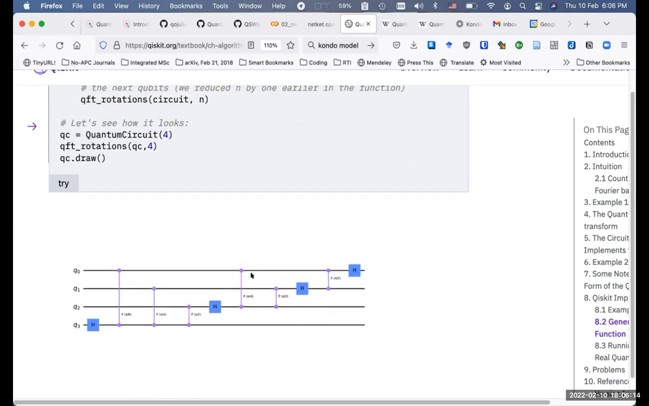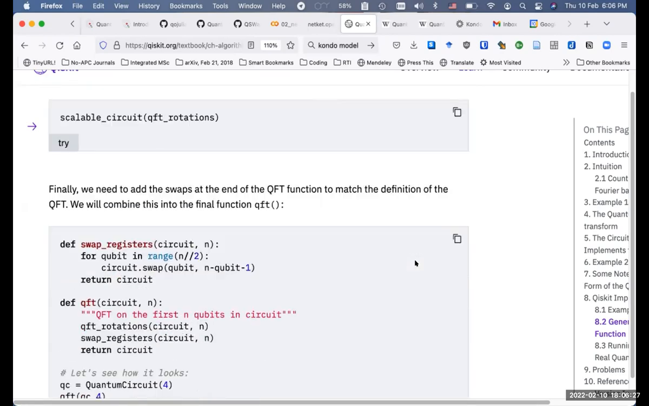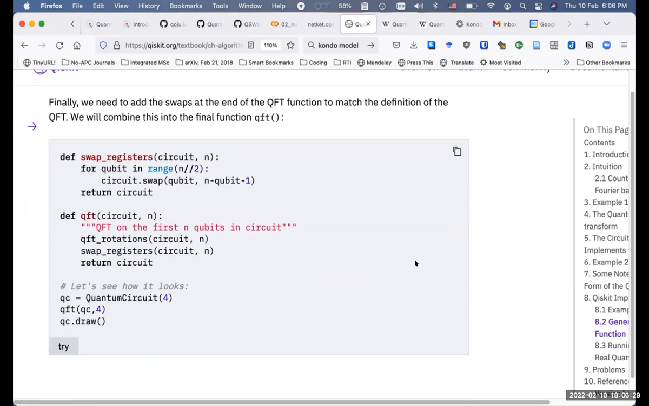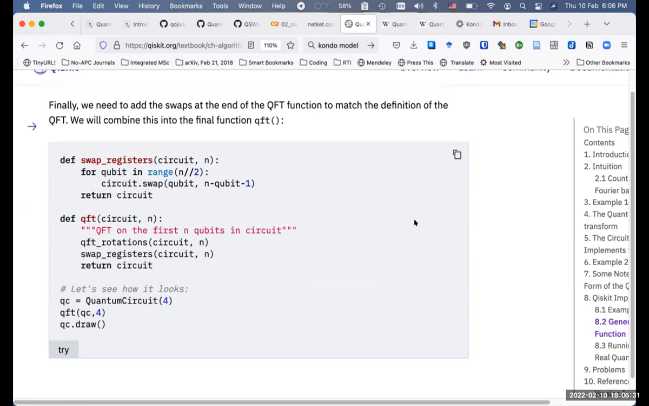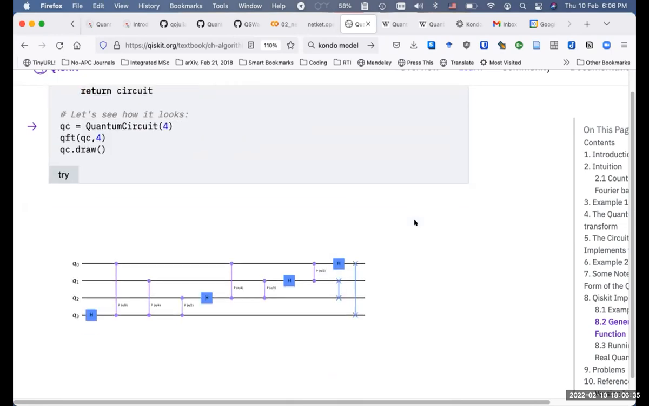Why is this recursion required? Because you can look at the structure of this circuit, right? It's got a nested structure. First you act on this, then you act on this, then you act on this, then you act on this. You don't have to use a recursive logic. You can do it with some kind of for loop also. The recursive logic is just a little bit more elegant. That's all.